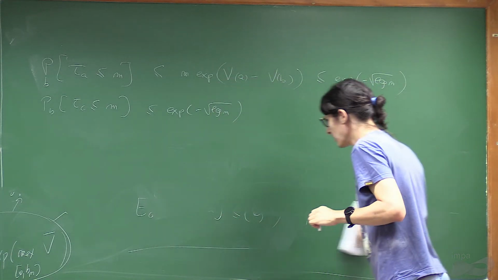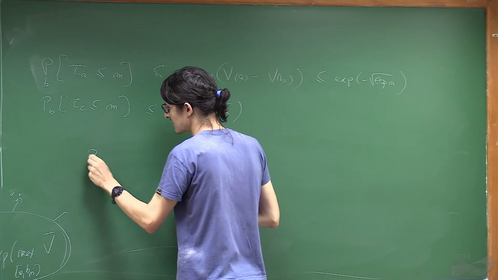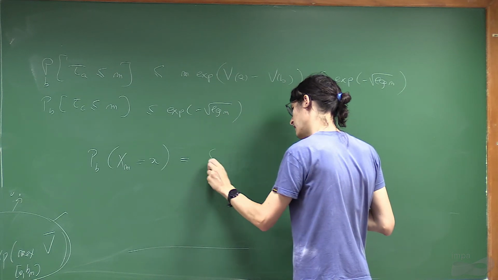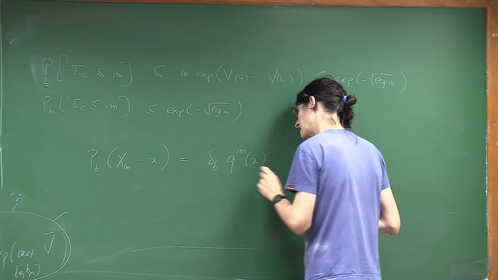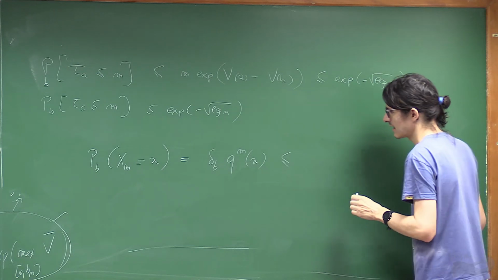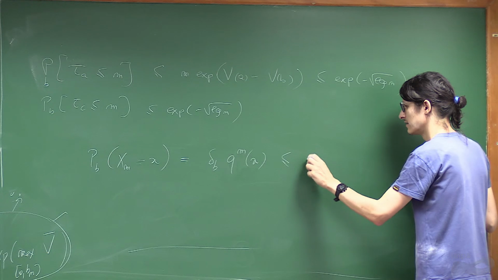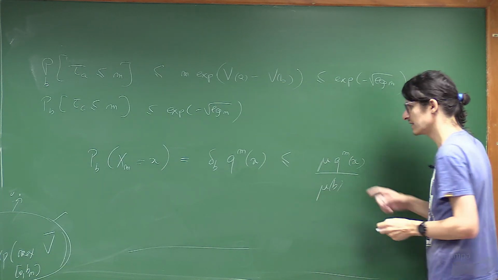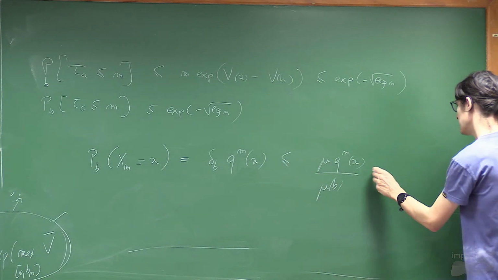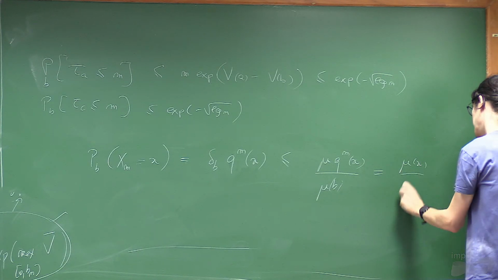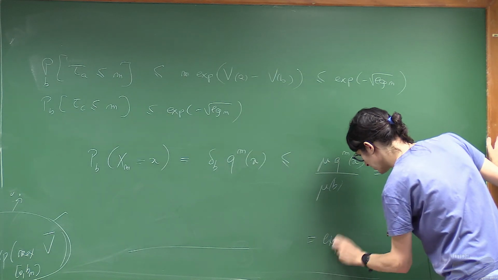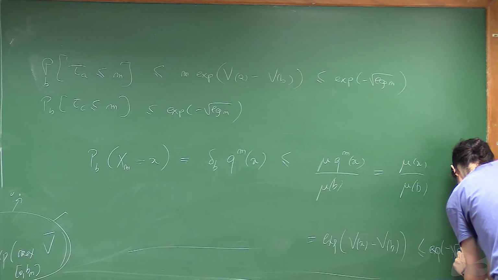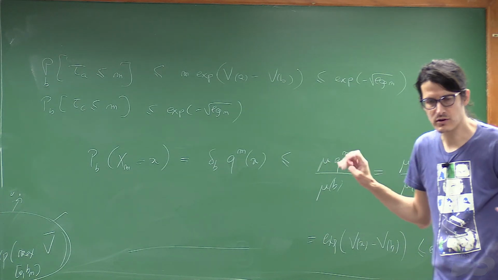Now for the rest, it's even simpler. Okay, what I have is that P_B(X_m = x) is equal to delta_B q_m(x). And this is smaller than mu q_m(x) over mu of B. Okay, delta_B is smaller than mu divided by mu of B, which is equal to mu of x over mu of B. Okay, which is equal to exponential of V_x minus V_B, which is smaller than exponential of minus square root of log n. Okay, and again, we have less than (log n) cubed terms, so we're good.